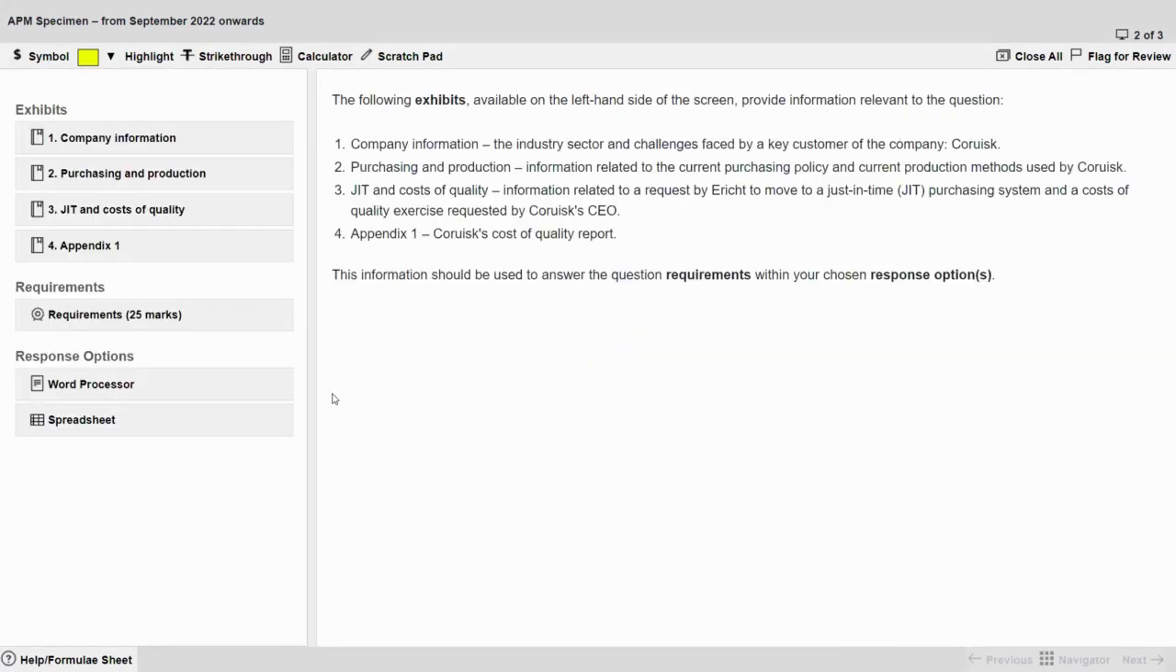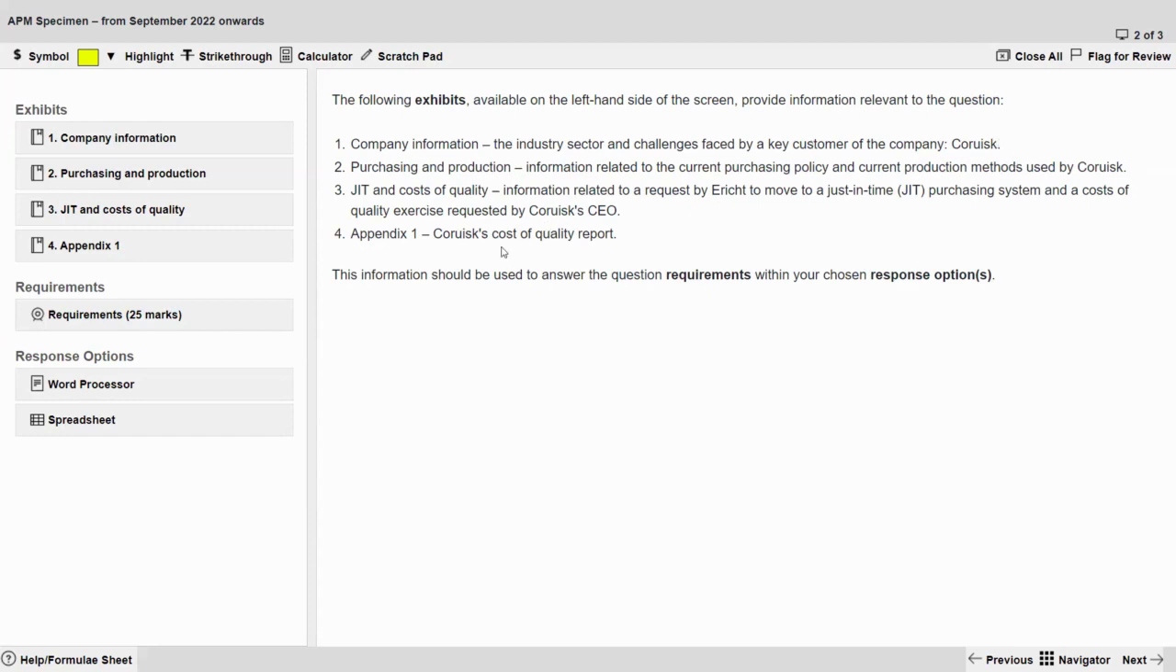So I'm going to move on to section B, question number 2. It says the following exhibits available on the left-hand side of the screen provide information relevant to the question. What are the exhibits? Company information, the industry sector and challenges faced by a key customer of the company, Corus company. So there is a key customer, and details relating to that key customer are given.